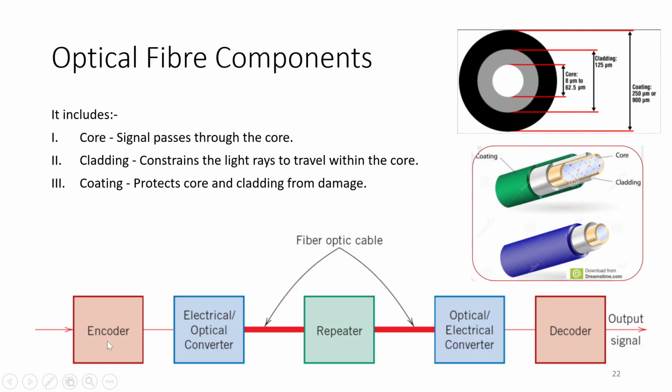Firstly, the signal goes through the encoder, then it is converted by the electrical to optical converter, and then this light signal is passed through the fiber optic cable, with repeaters in between. Then there is the optical to electrical signal converter, and then this electrical signal is decoded, and you get the output signal.